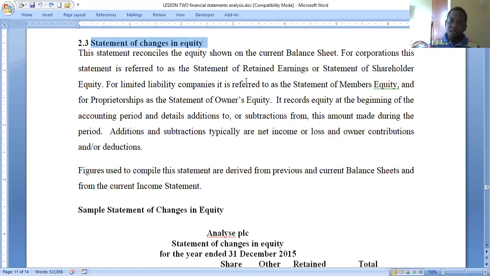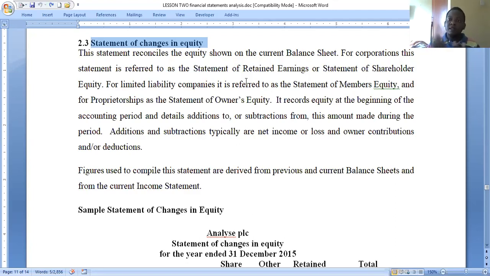So the net profit increases the equity, drawings decrease the equity. For companies, we have equity being affected by the net profit. In this case, we refer to it as retained earnings. So retained earnings are those profits that remain after dividends have been paid.